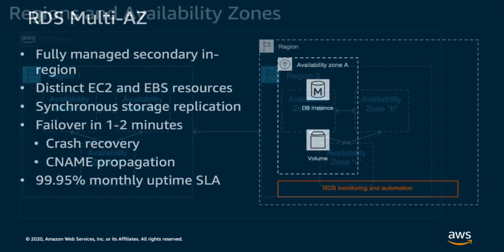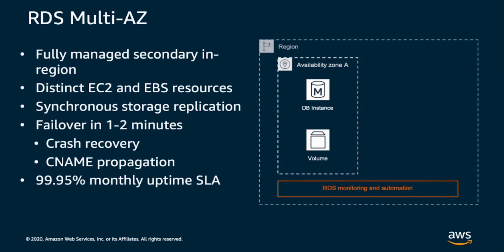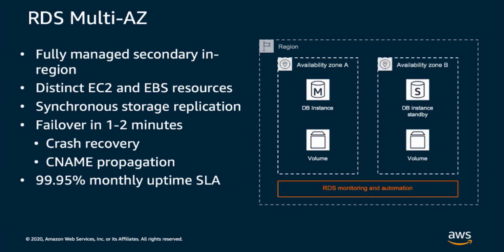So whenever we choose to create a Multi-AZ RDS instance and click the checkbox, behind the scenes, we create, in a different availability zone, an EC2 DB instance standby compute, and then we create a storage.